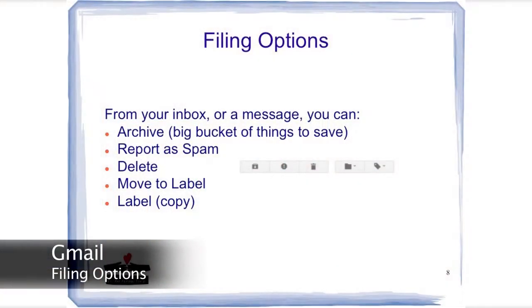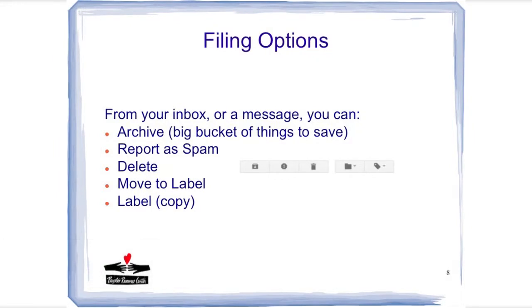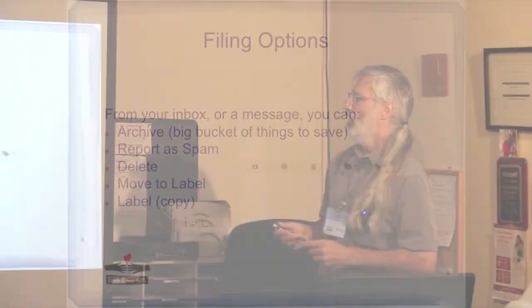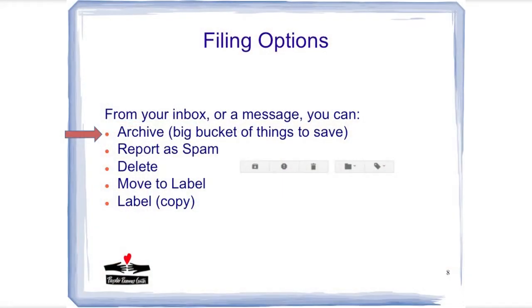For filing options, we had a class on managing your inbox earlier, and went into a lot of the details on this, but just to review, you can choose, with Gmail, to archive your emails, which is just a big bucket of things that you want to save. It's going to save them. You can then use Gmail search to find them later on, and it's just a big storage facility.